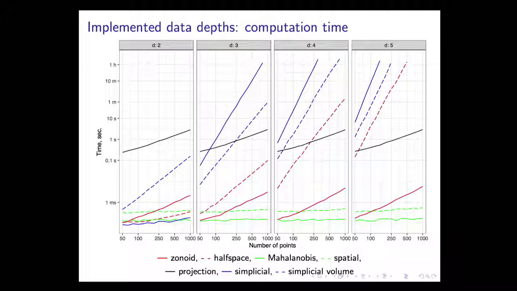And for the depths we've seen, this is the half-space depth, the second one, the red dashed line. You can see that both scales are logarithmic actually, so basically, straight lines do not say us anything good. If you have 500 points in dimension 5, you will wait around 1 hour to compute it on a computer like this. But still the methodology is used at least for some data sets.